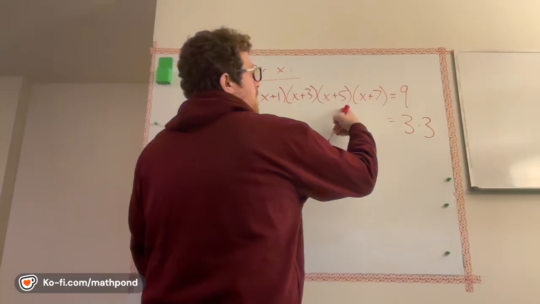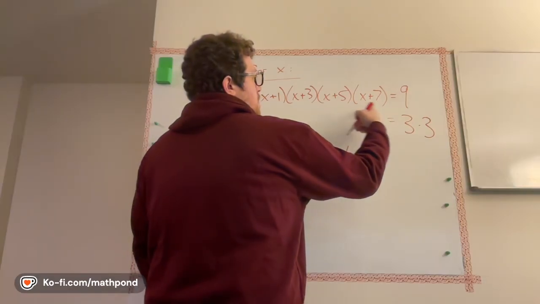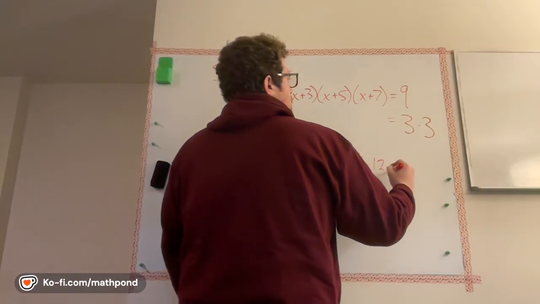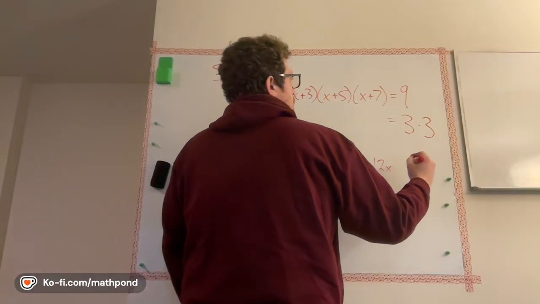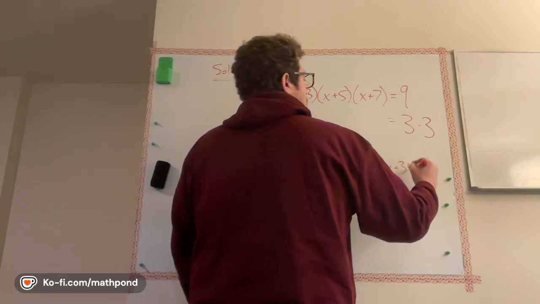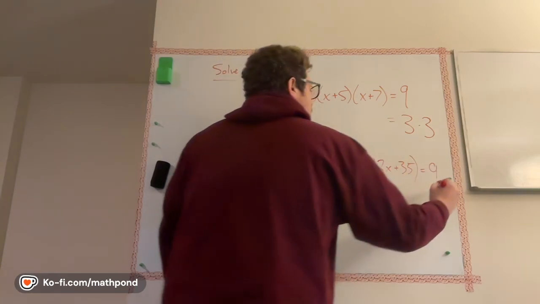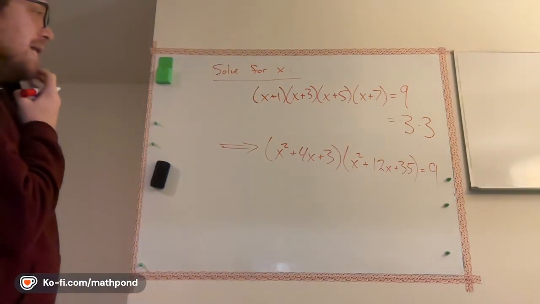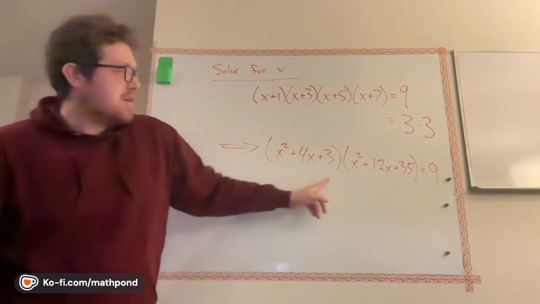Okay, so 5x plus 7x, 12x, right? Plus 35 is 9. Should we multiply these together now?